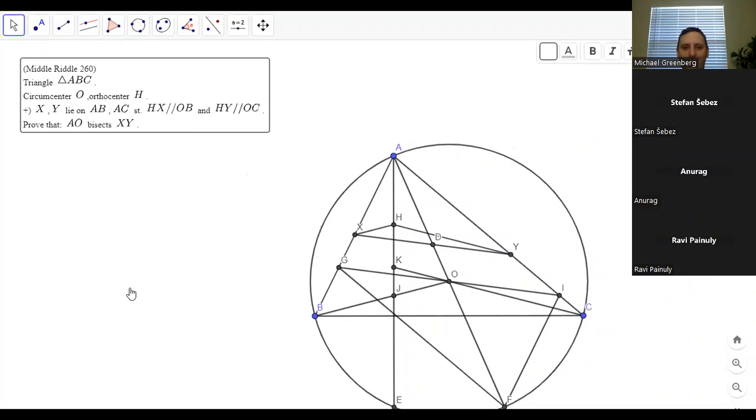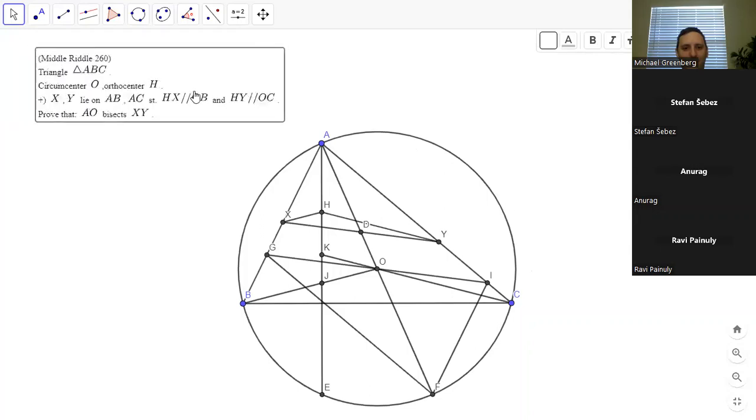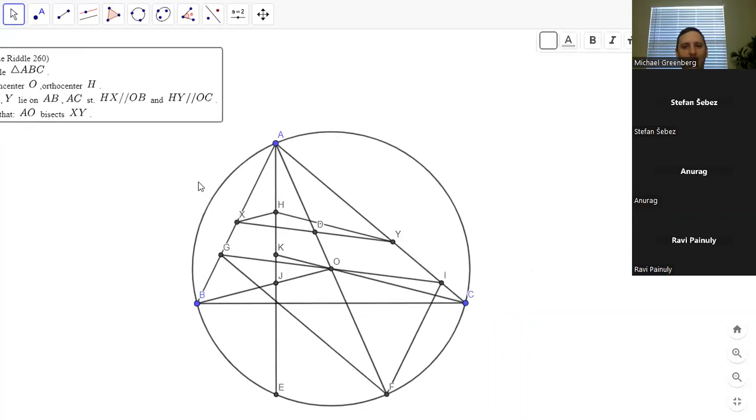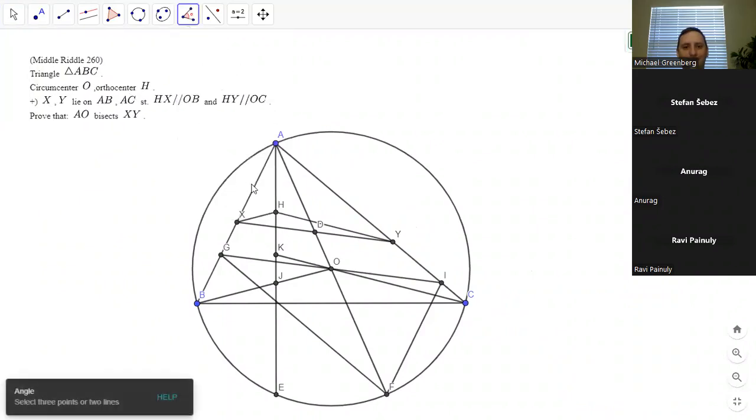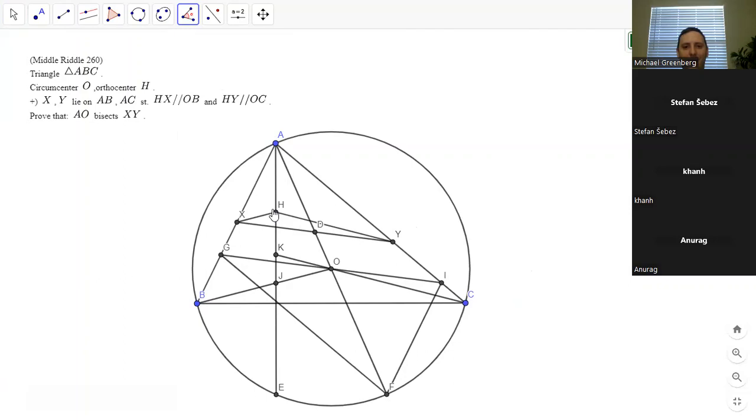HXY and YHA are similar. Oh, really? Okay, I did not realize that. These are similar. Interesting. Yeah, because you could just do an angle chase to calculate that. And with that fact, H is actually the Dumpty point of triangle AXY. Okay. Interesting.